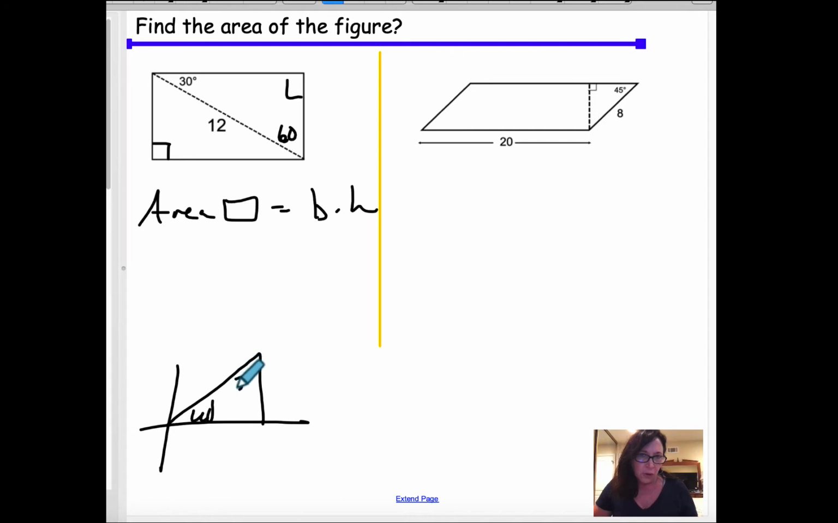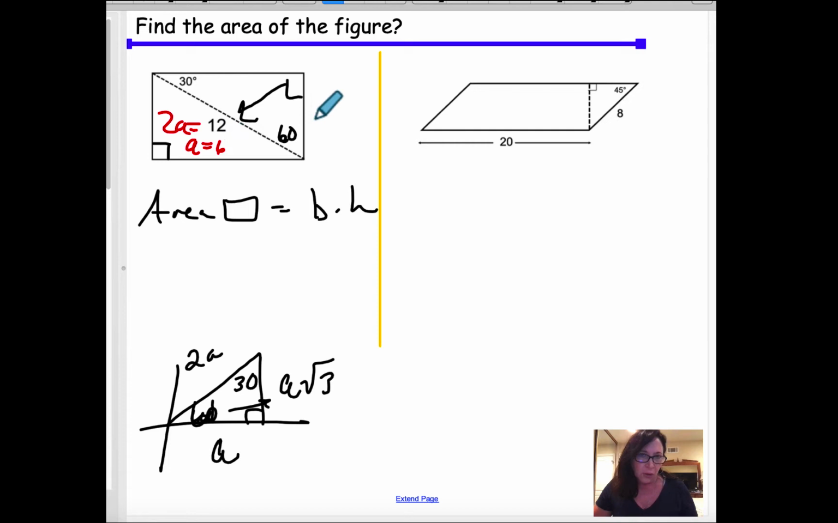If I have across from the 30 is 1, and I'm just going to call that A instead of 1, across from the 90 is twice whatever is across from the 30. And then across from the 60 degree angle is going to be A root 3. So what that means is, here we go, across from the 90 is equal to 2A. So that means A is 6.